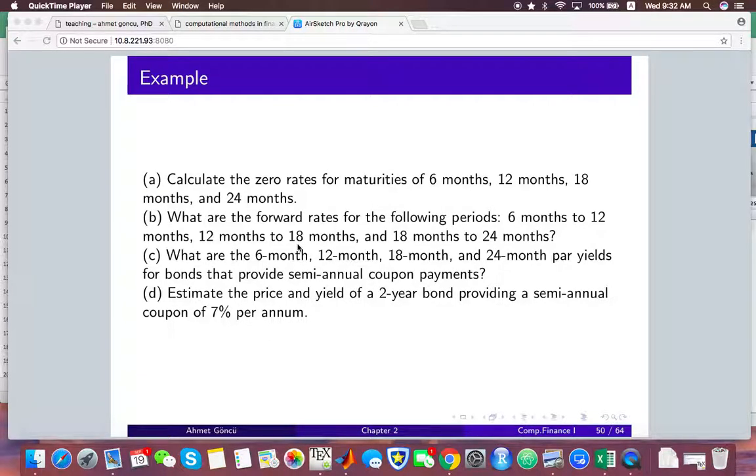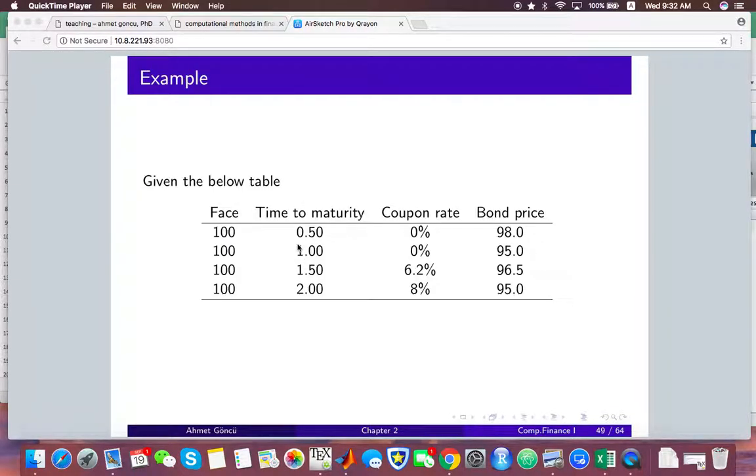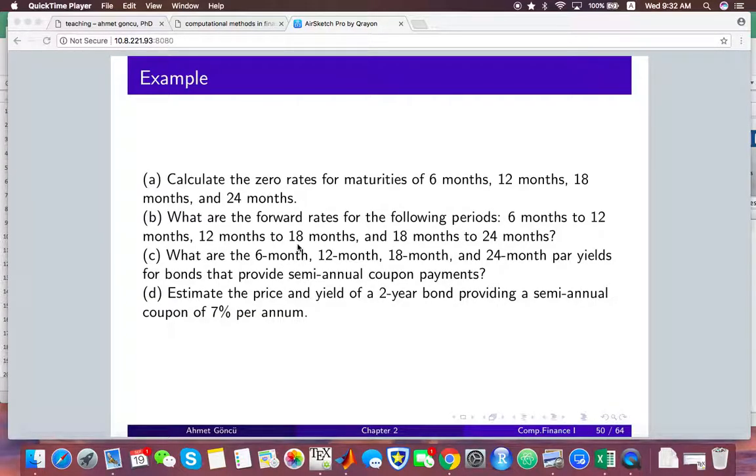Let's consider an example now. Suppose that we are given this table again, which contains the market prices of 4 different bonds, and each bond has its own specifications like the face value, time to maturity, and coupon rate. So if you want to calculate zero rates, we can do that for each of these times to maturity as we did before. And additionally, this time we can do a few more things.